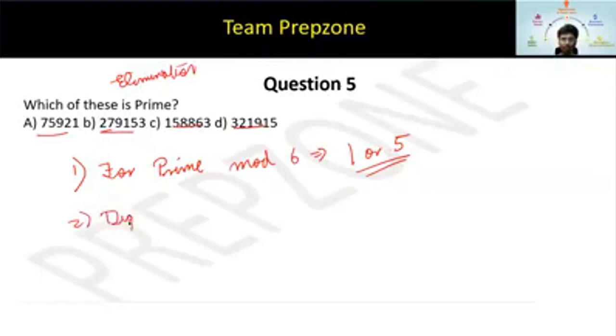Others also, I've just told you these two methods, that it should be 6k plus minus 1, right? So if you're dividing by 6, what will you get as remainder? Either 1 or 5, if that number is a prime number. And digital root can't be 3, 6 or 9. So let's check this option out.